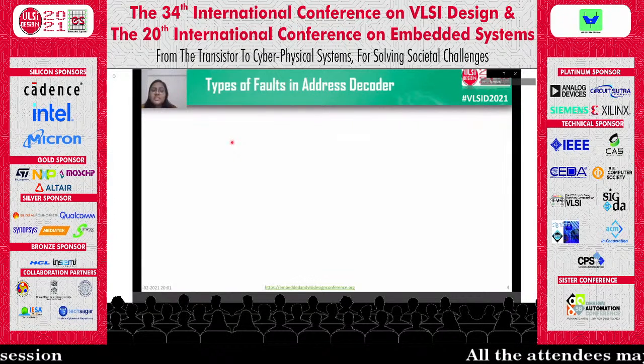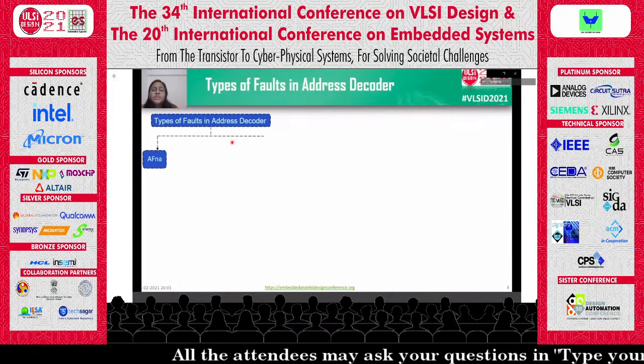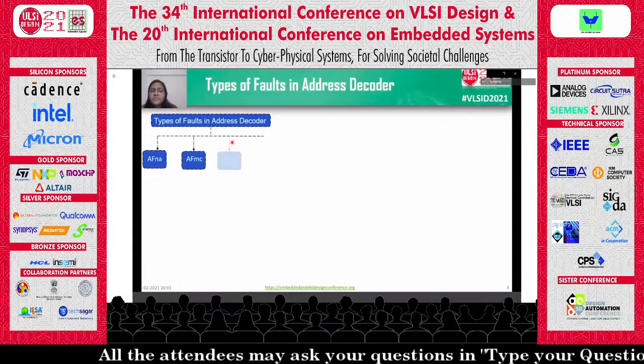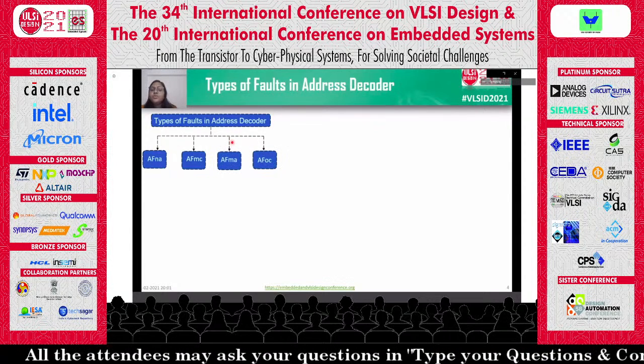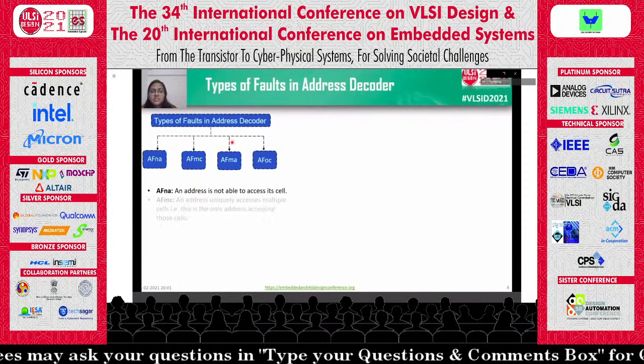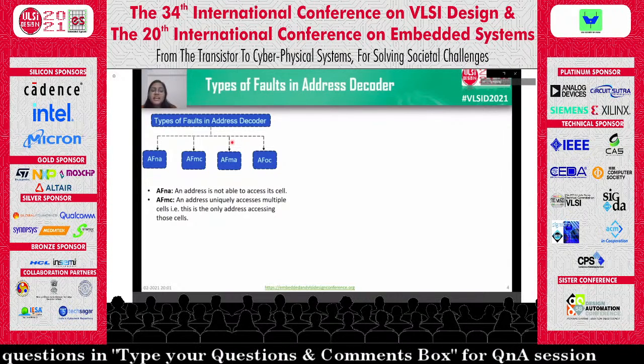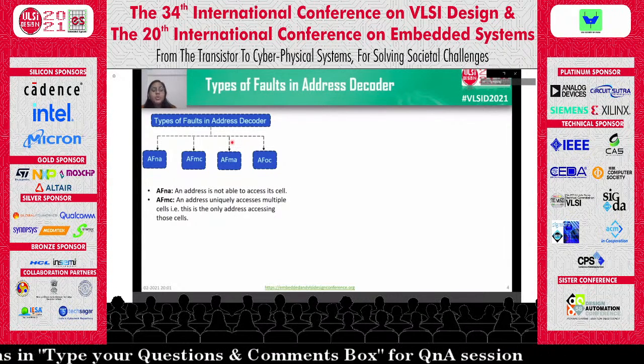Proceeding towards the next slide. Here I'll explain the types of faults in the address decoder. They are AFNA, AFMC, AFMA, AFOC. AFNA is when an address is not able to access itself. AFMC is when an address uniquely accesses multiple cells. That is, this is the only address accessing those cells.